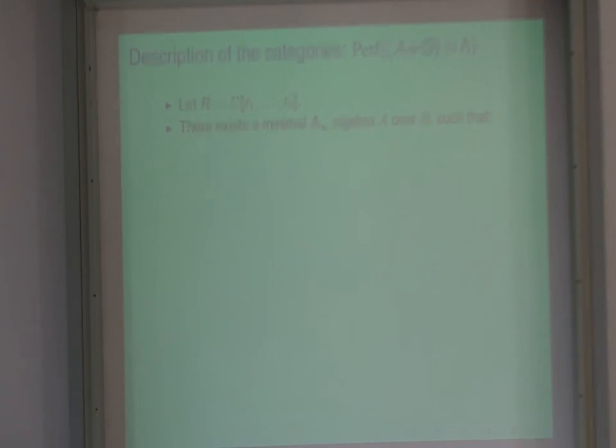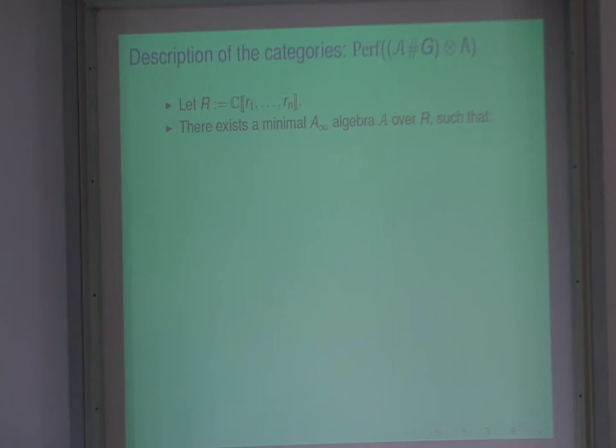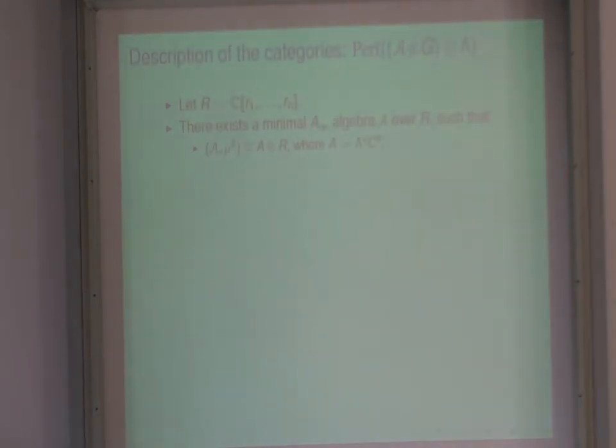Alright, so now I'm going to, on a somewhat crowded slide, try to give you a complete description of these two categories. So the strategy of the proof is really to explicitly compute both sides. So here is a description of the result that you get. We start with this bigger coefficient ring, the Novikov field. It's formal power series in n generators. And then there exists a minimal A-infinity algebra called script A, defined over this coefficient ring with the following properties. So the algebra part, the mu2 part, is just an exterior algebra.